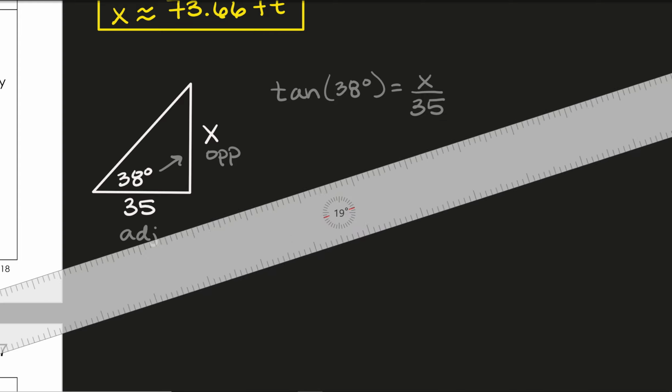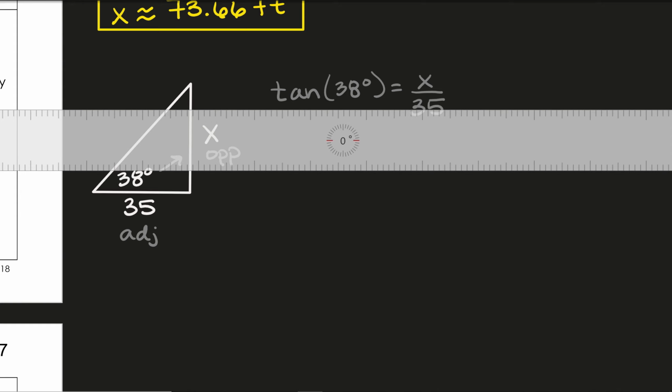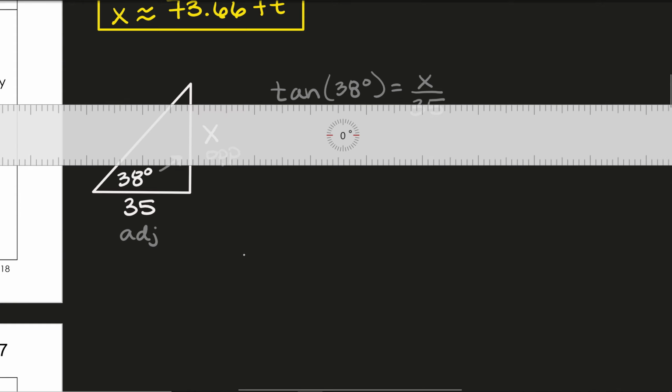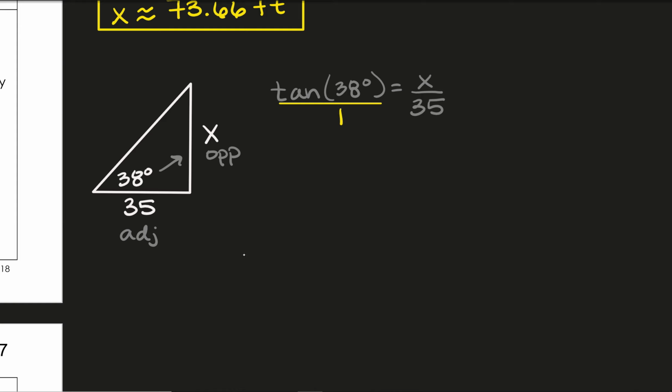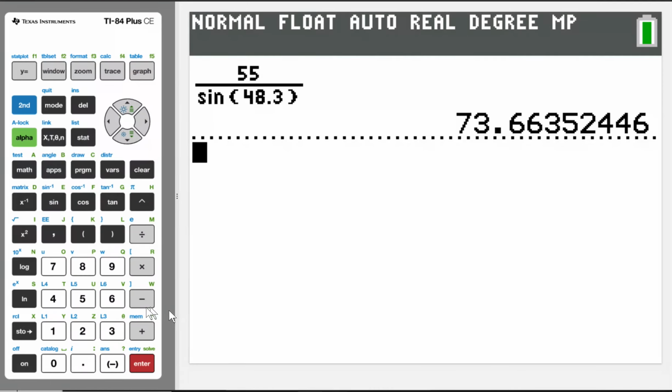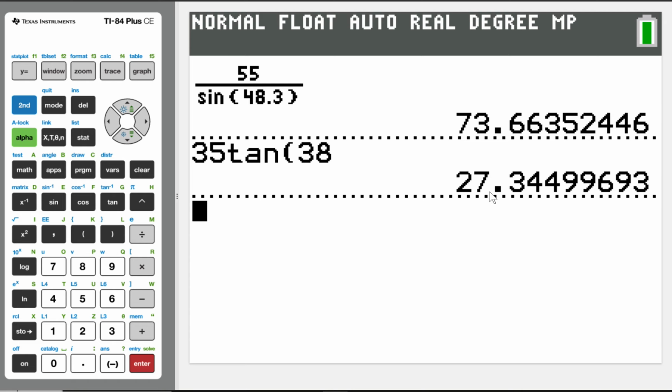So remember what we did last time. I can simply make this a proportion. And now I can cross multiply. So this will be 35 times the tangent of 38 degrees equals 1 times x. So now this is what I'm going to type into my calculator. 35 times tangent of 38. So Max is going to be about 27.34 feet above the ground.